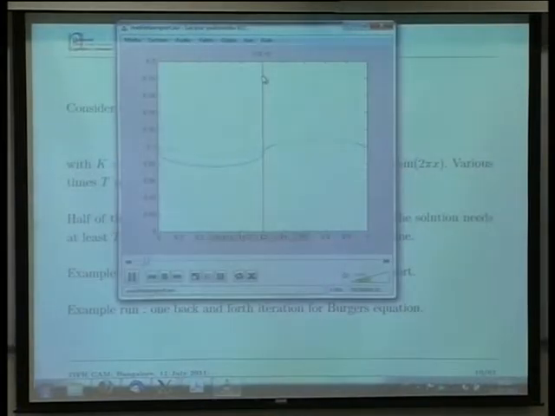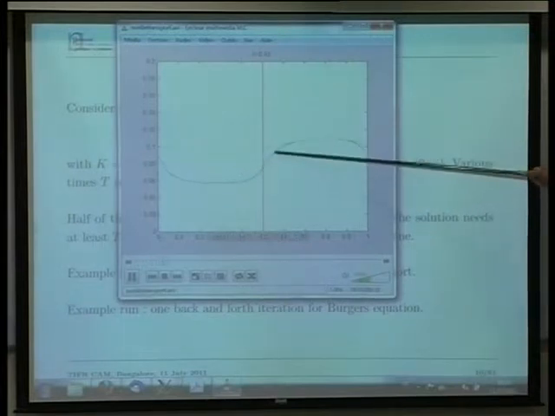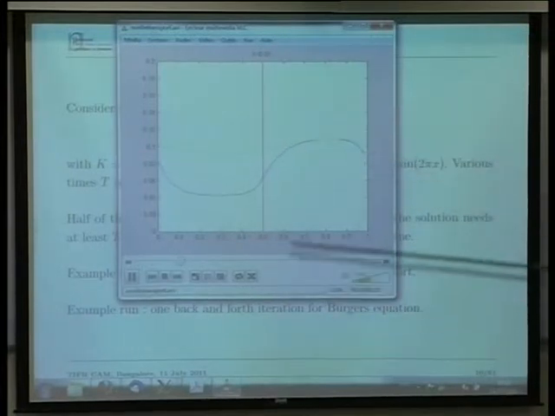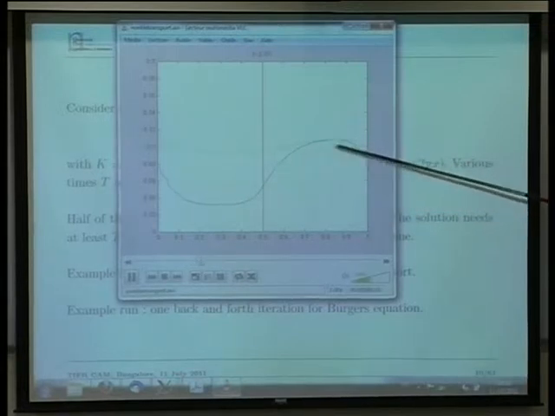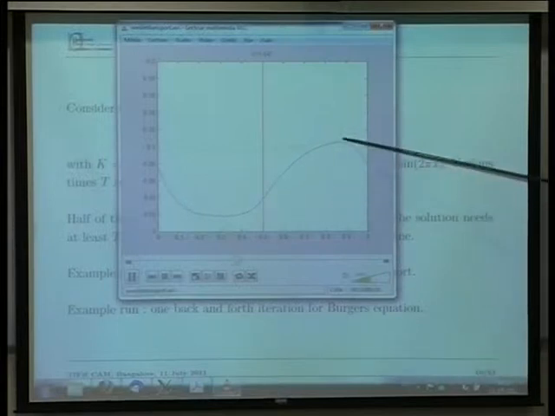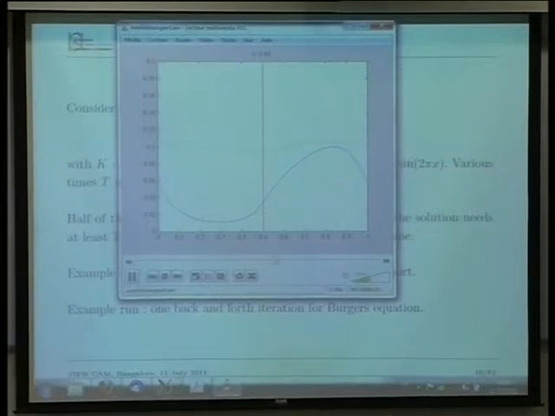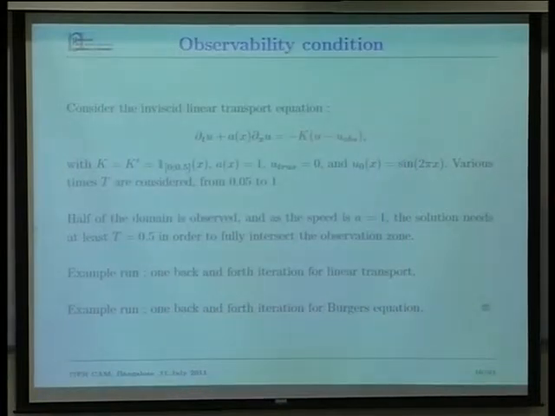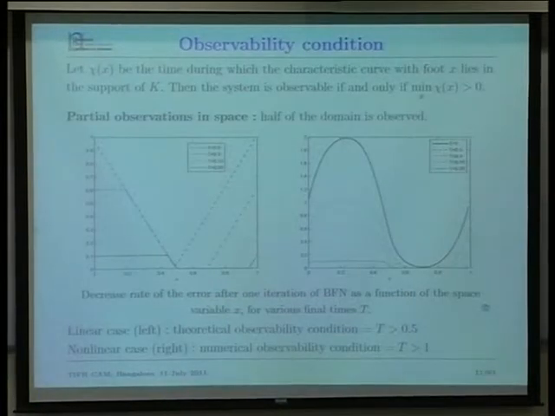So once more. There is correction here, and then thanks to the transport, there is some correction there also, because this is moving to the right and this is moving here, and then you get the correction also. And near time 1, you have the correction here also. So everywhere you get some correction. It's periodic.